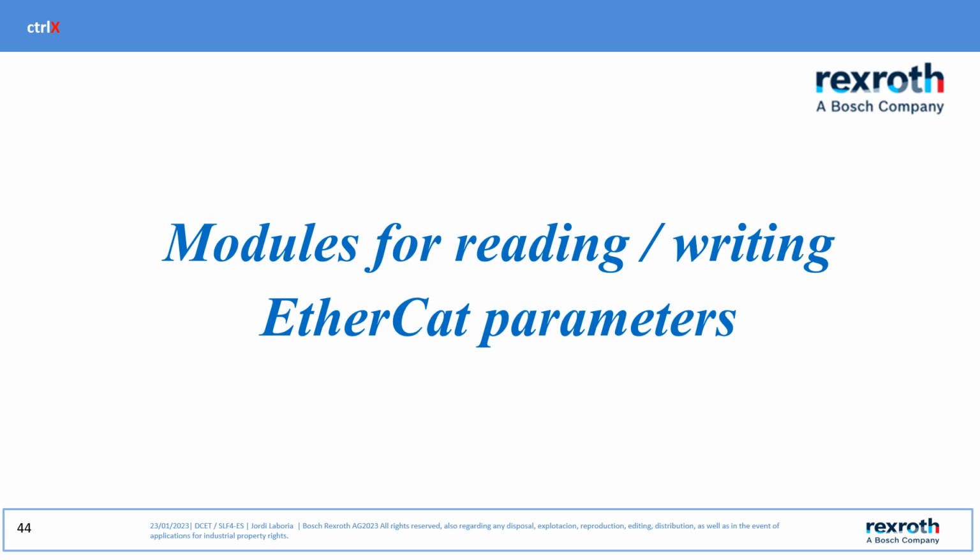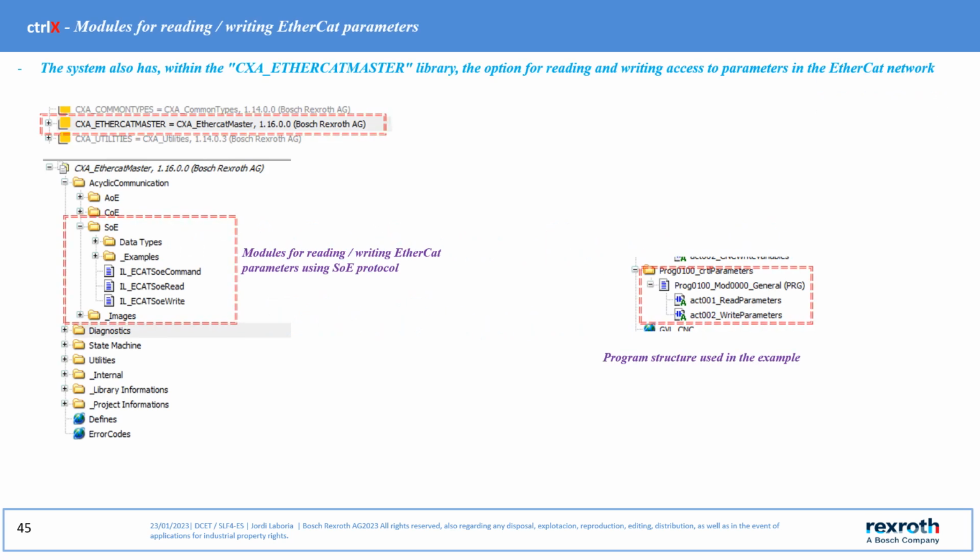Modules for reading and writing EtherCAT parameters. The system also has, within the CXA EtherCAT master library, the option for reading and writing access to parameters in the EtherCAT network. Different modules are available for different protocols. In the example, we will use the SoE protocol.